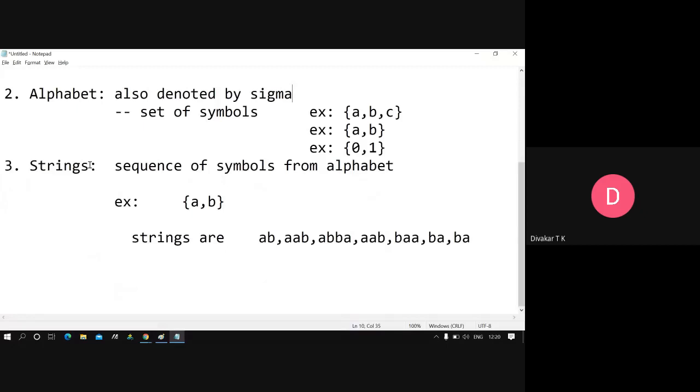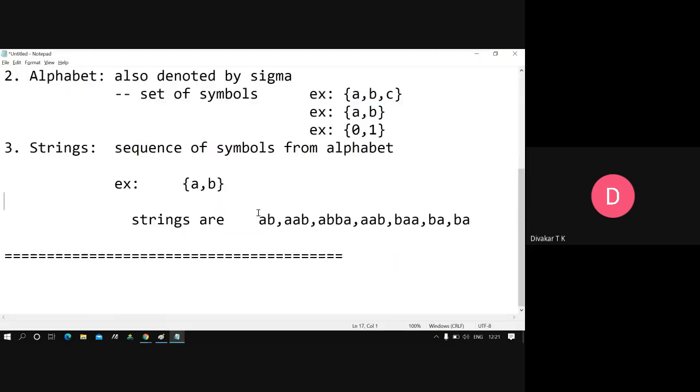Now, what is a string? A sequence of symbols is a string. That's it, we have seen an example also. Got the clarity, guys? Any confusion? If at all you have any doubt, you can ask me. Otherwise we move to the next topic.